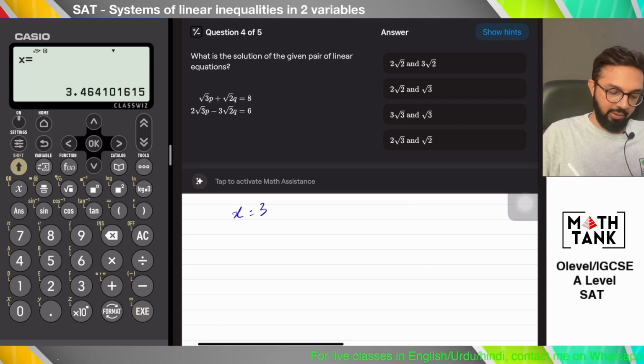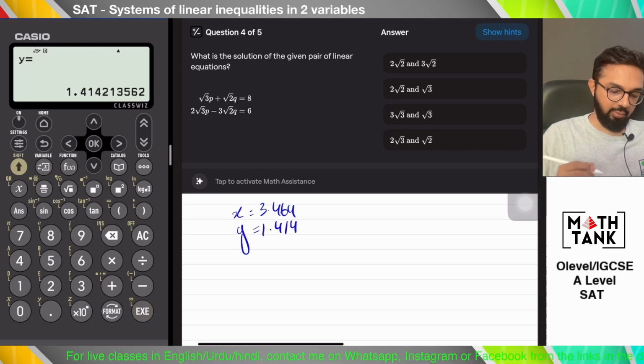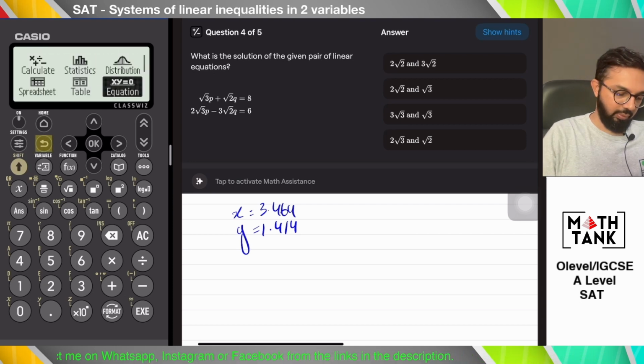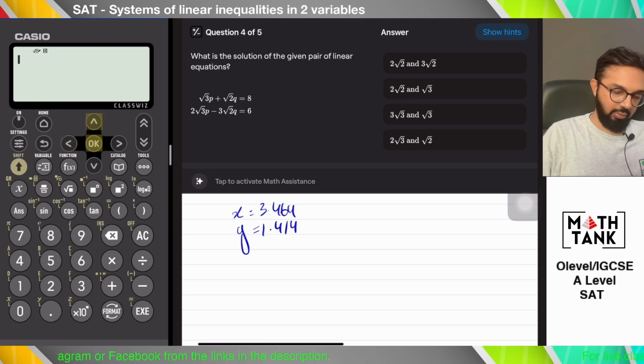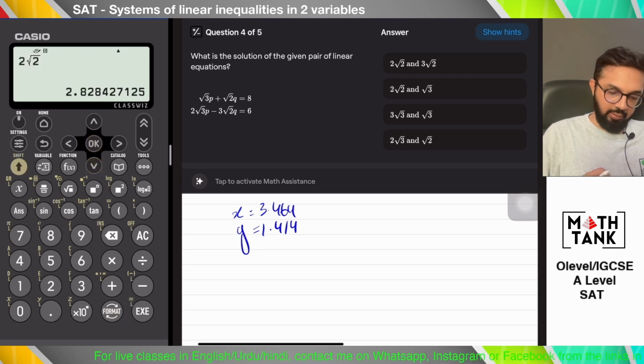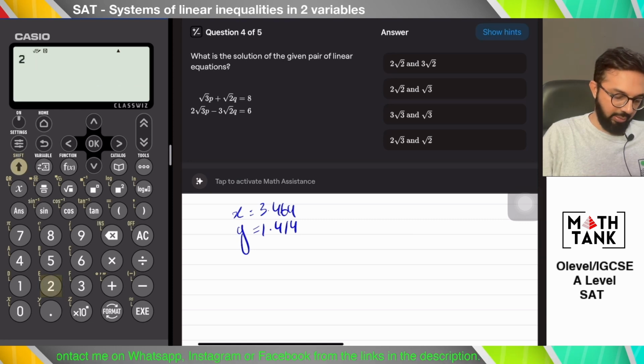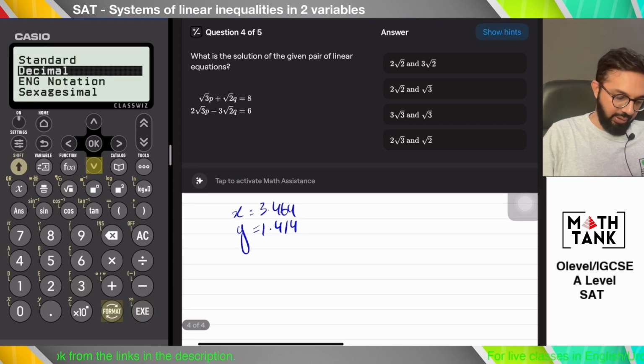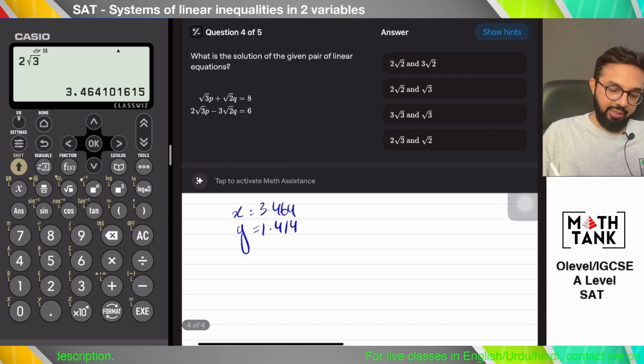So x is 3.464, 1.414. Okay, so is 2 root 2 3.464? Let's check that. No, it's 2.82. So it must be 2 root 3, maybe. Let's check if it's 2 root 3. Yeah, I think it's 2 root 3. Yeah, so answer number D is the correct answer then.